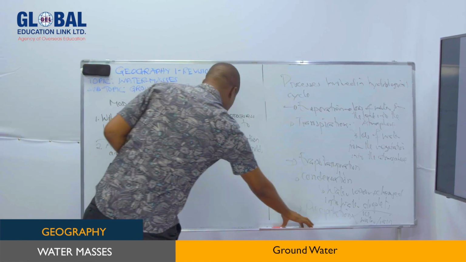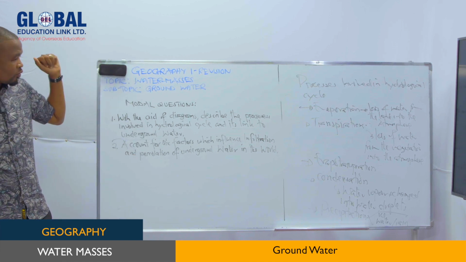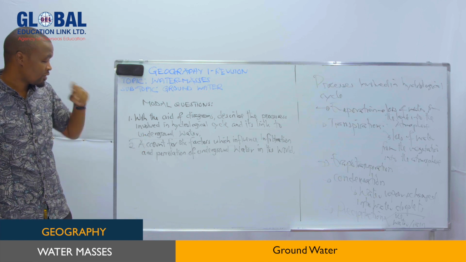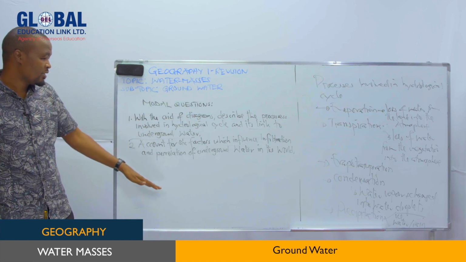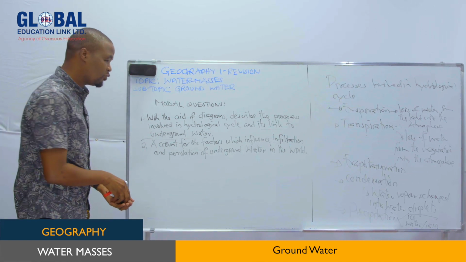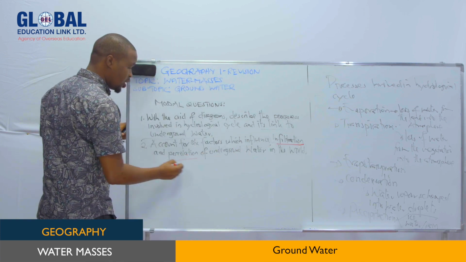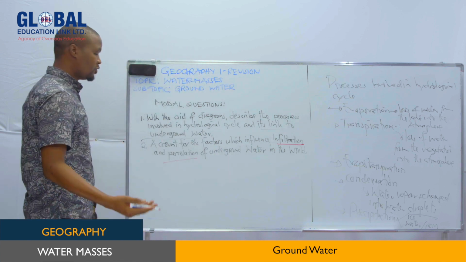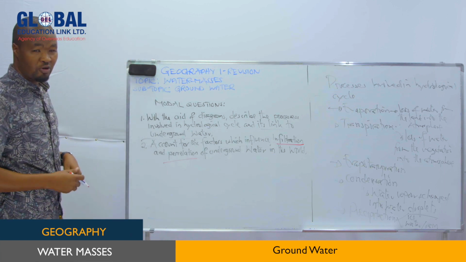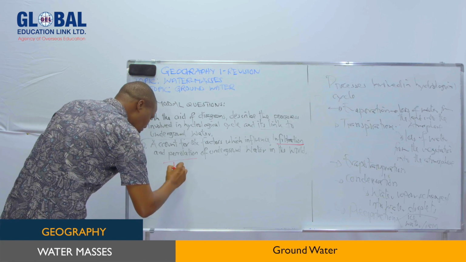Then from there, we have to see the second question related to our subtopic today, which is groundwater. The second question says: account for 6 factors which influence infiltration and percolation of underground water in the world. In general, it needs us to explain factors which influence the rate of infiltration and percolation of water underground. So as I explained earlier, how are you going to answer this question?